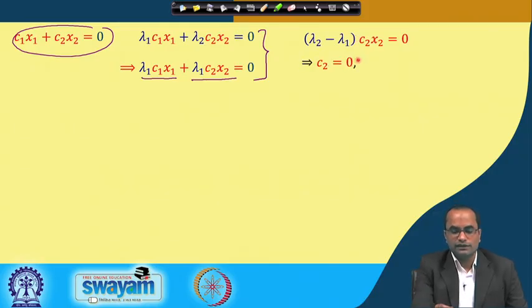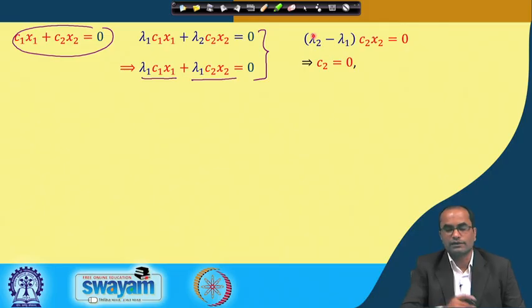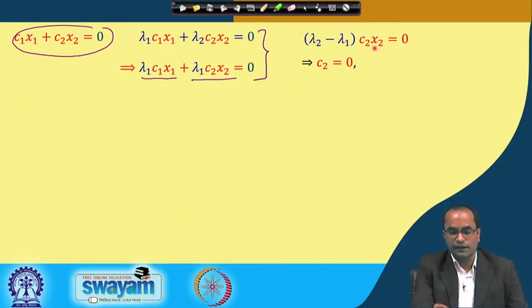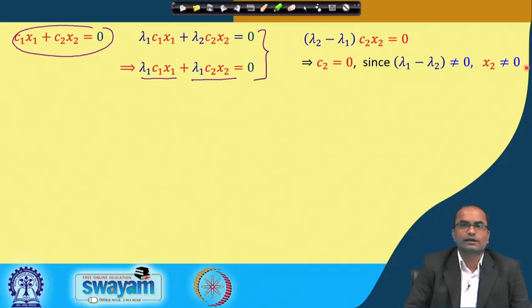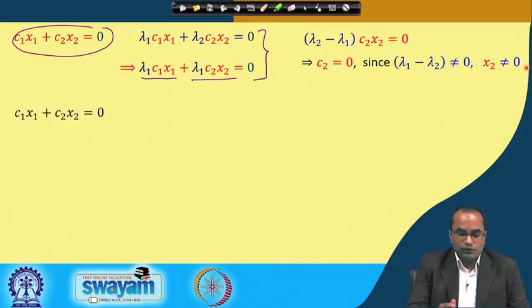And now, what we see is that this equation will imply simply that C 2 is equal to 0, because lambda 2 minus lambda 1 cannot be 0, as we have two distinct eigenvalues, and x 2 is an eigenvector, which again is a non-zero vector. So, this equation implies that C 2 must be 0, as lambda 2 minus lambda 1 is not 0, and x 2 is also not 0.